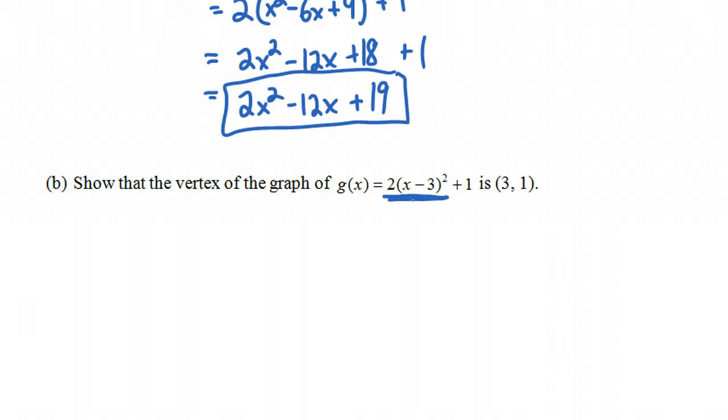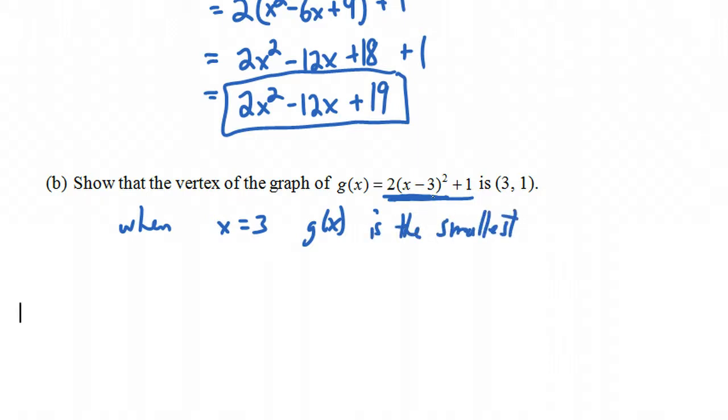That's non-negative. It can never be negative because we're squaring something and then multiplying it by 2. It can never be negative. So the smallest that g of x could be would be 1, and that will only happen if this first term is 0. And when will the first term be 0? It happens when x equals 3. So when x equals 3, g of x is the smallest.